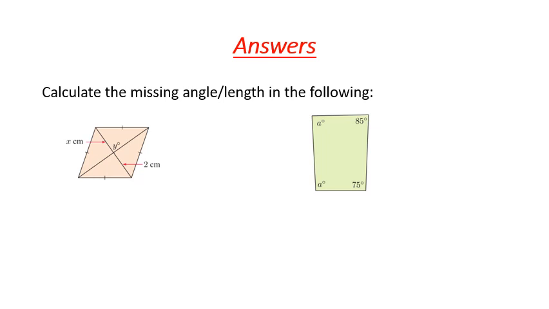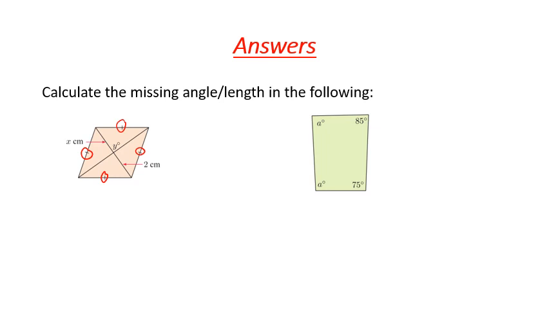Okay, so let's see how you went. In our first question, we know this is a rhombus because we know that all the sides are the same length, given by these little dashes here. We also know that the corners are not right angles because they're not given by the little square. So we know it's a rhombus.